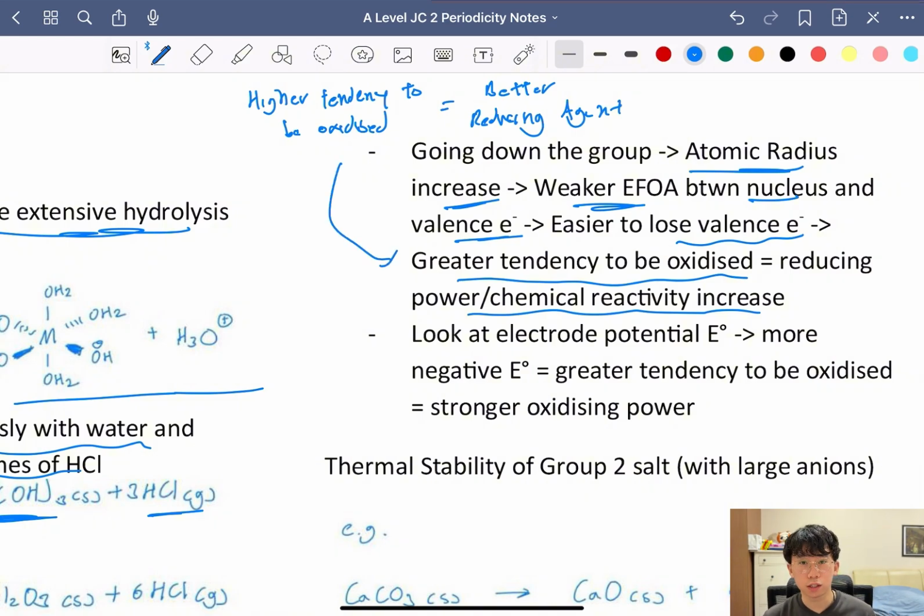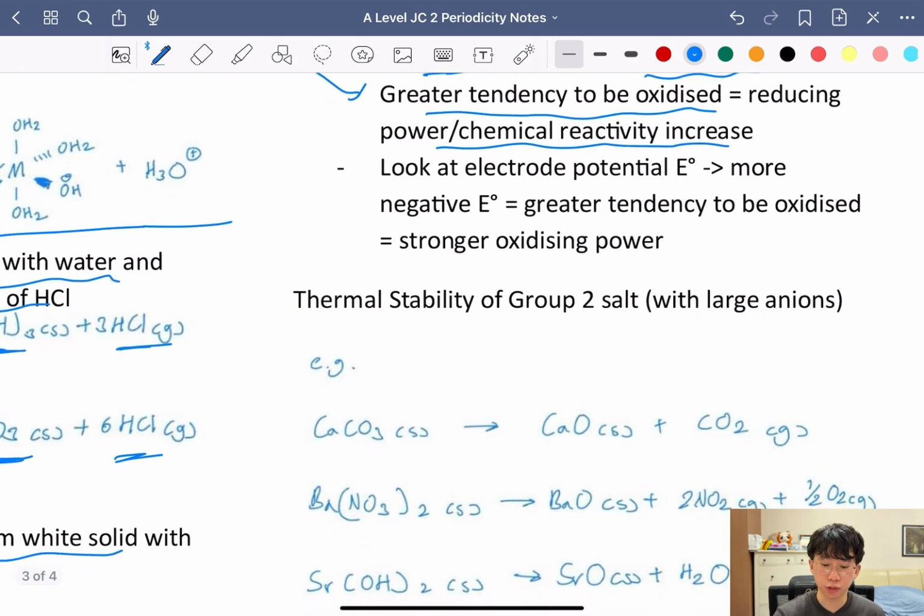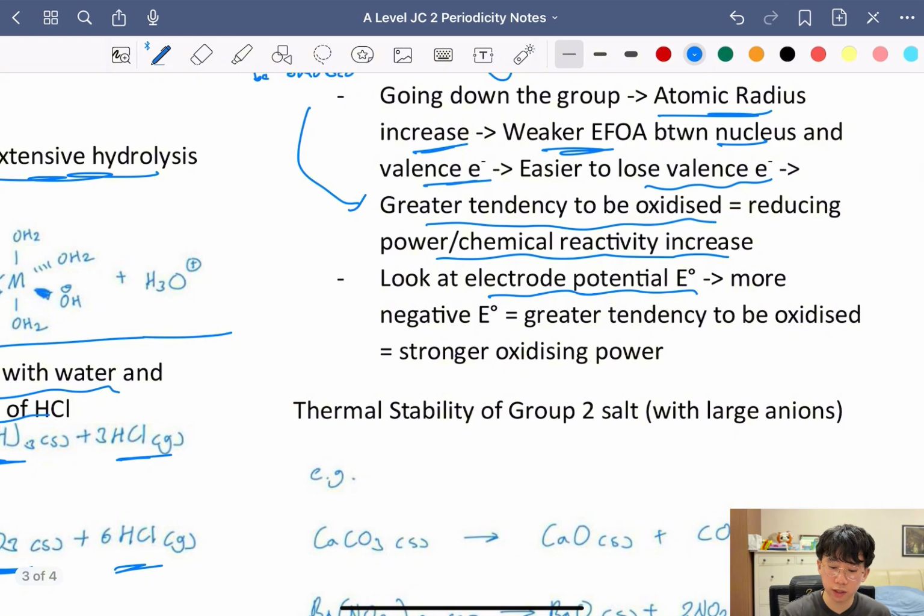So do take note of this very key concept. Now, if you look at the electrode potentials, this is just mainly the evidence, because as you have more negative E0, it means there's a greater tendency to be oxidized. Okay, and if you have a greater tendency to be oxidized, like I said, this means you have stronger reducing power. There's a typo over here. And therefore, it has higher chemical reactivity as well.